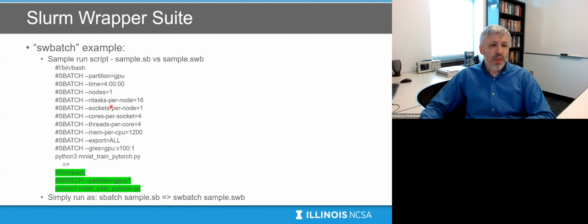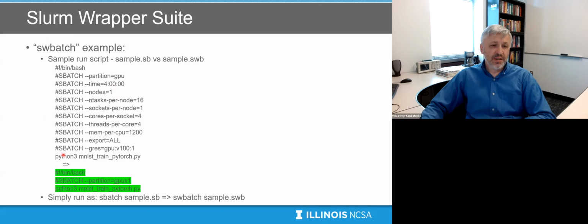So, if you use the direct SBATCH script, which in this case is called sample.sb, then these are the parameters you will have to supply. Again, you will have to supply parameters to tell what partition to use, for how much time, how many nodes, and all that. However, if you use our wrapper command, swbatch, you need to write a script called sample.swb, and this script will look like this, much shorter.